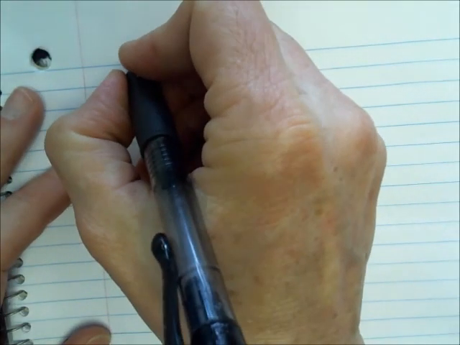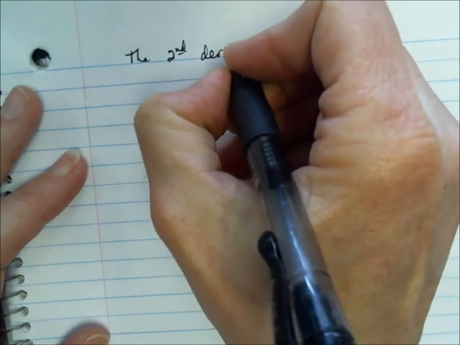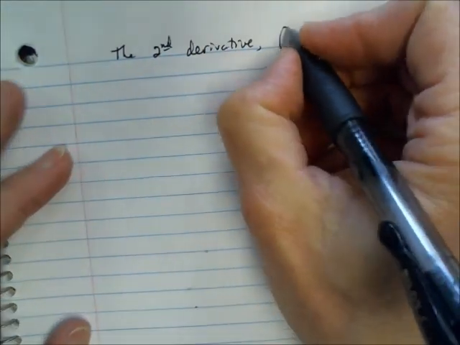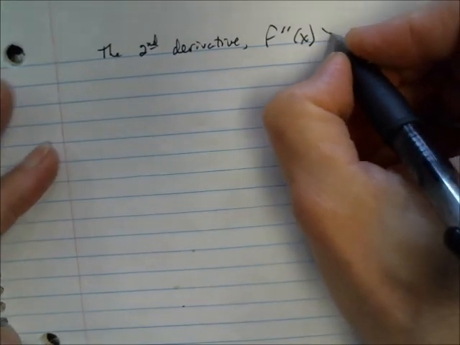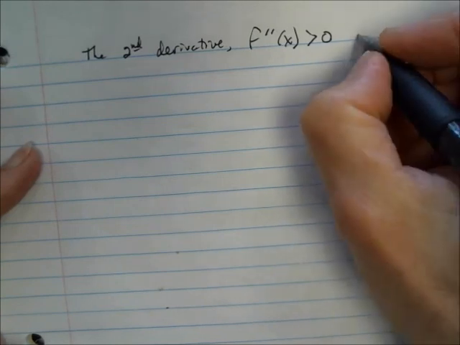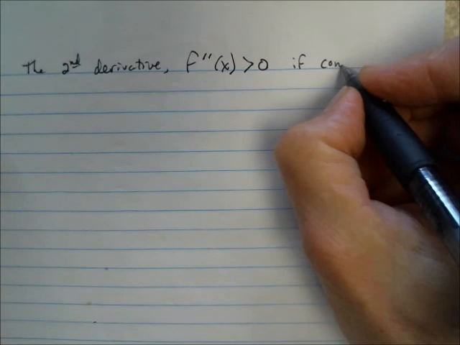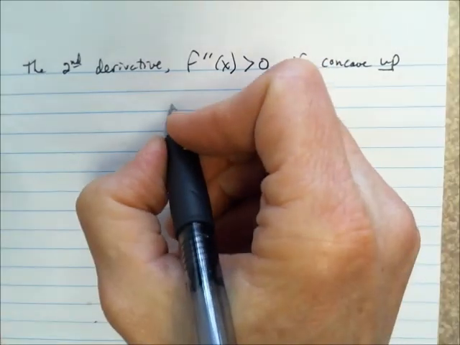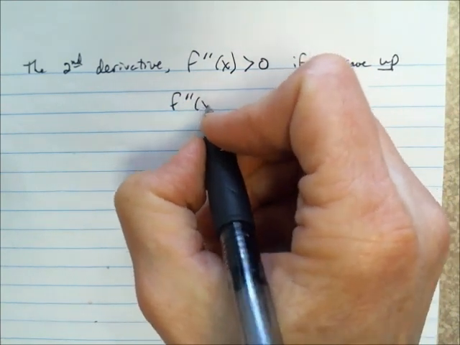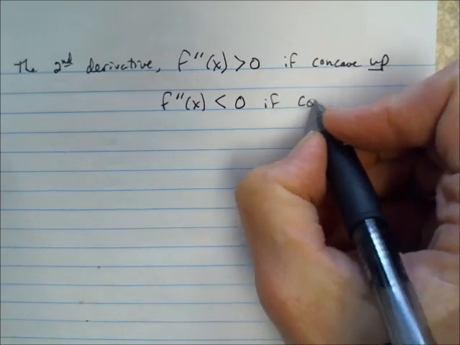And then we can talk about the second derivative. The second derivative, or in other words, f double prime of x, is greater than 0 if the function is concave up. And f double prime of x is less than 0 if the function is concave down.